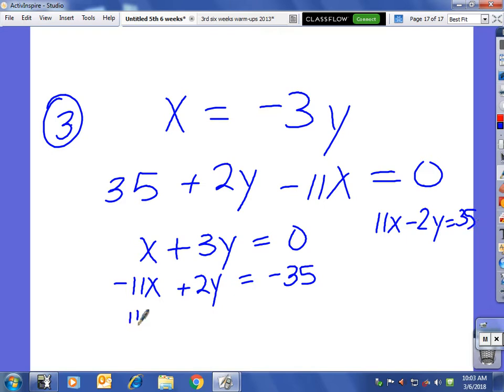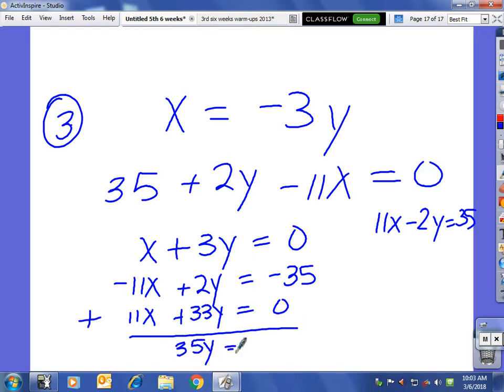Okay, so I'm going to multiply the top by positive 11. I get 11x plus 33y equals still a 0 over here. The x's will be eliminated. I'm getting 35y equals negative 35. So what's y? Negative 1.